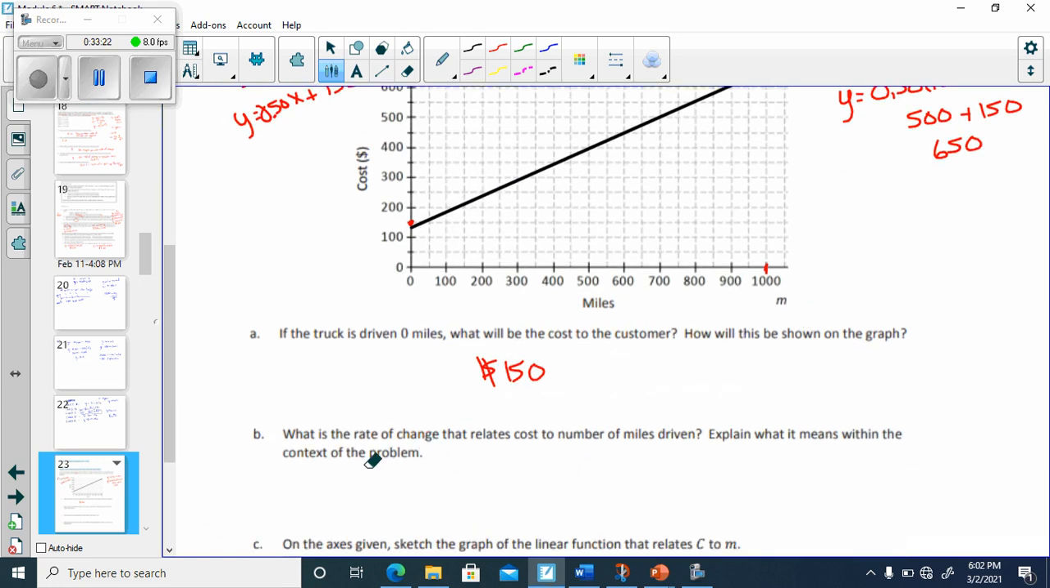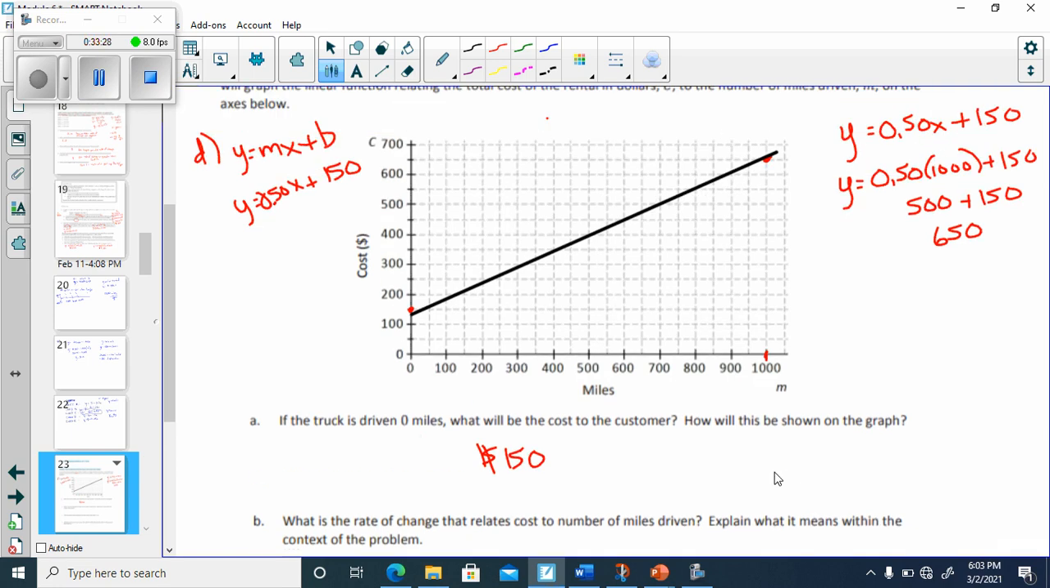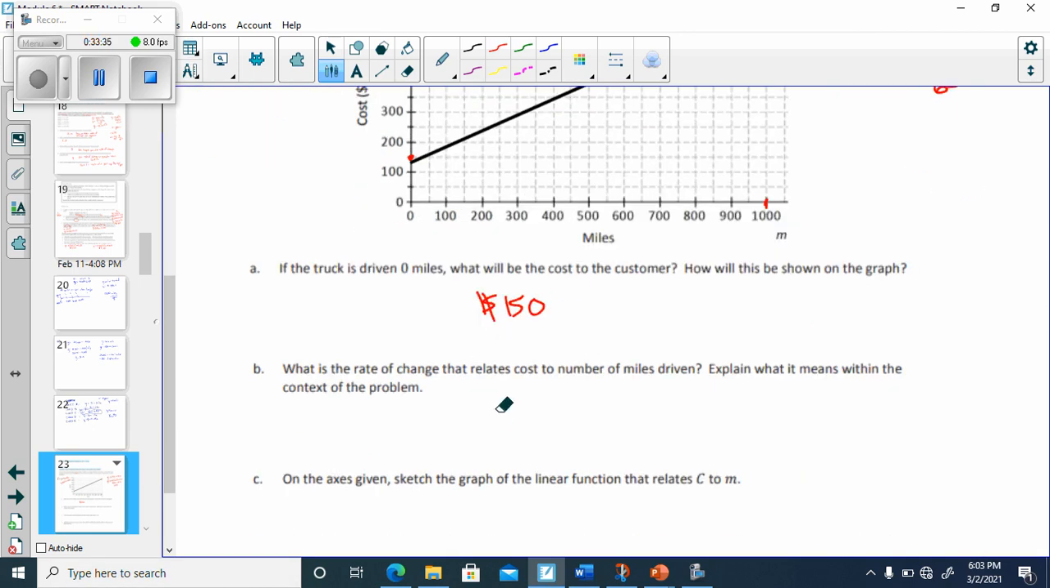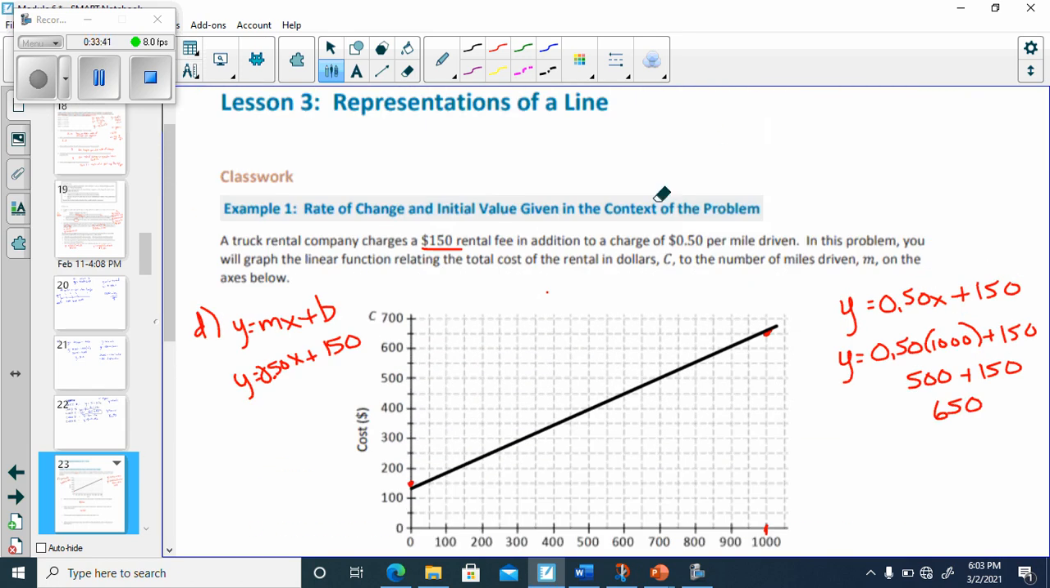What's the rate of change that relates cost to the number of miles driven? Explain what it means within the context of the problem. The rate of change here, what is our M? It's 0.50. What does it mean? Well, let's go up here and see. We know that our rate of change is change in y over change in x. What are we talking about?